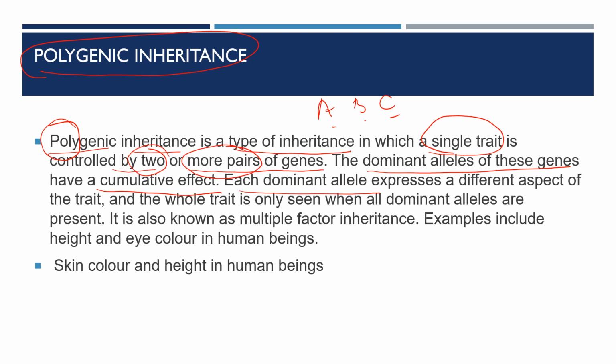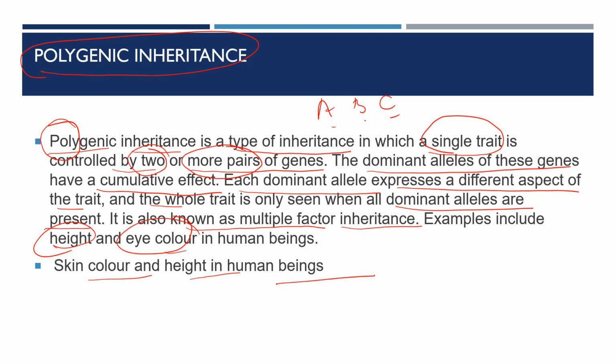Now each dominant allele expresses a different aspect of the trait, and the whole trait is seen only when the dominant alleles are present. It is known as multiple factor inheritance as well. What are the examples of this? It is height, eye color, and obviously skin color of human beings. So we can say that when two or more genes are affecting one single trait, and the phenotypic trait is shown by the effect of those genes, then it is called polygenic inheritance.